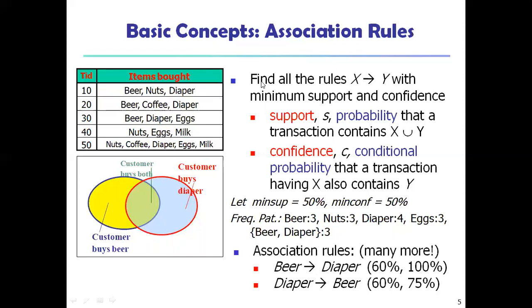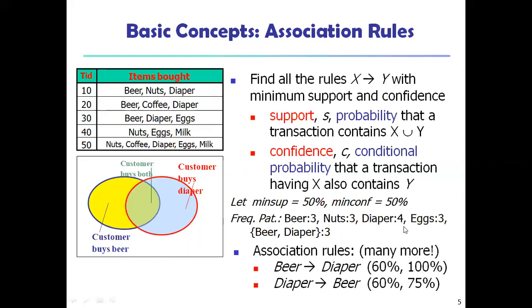Okay, now if you see, the minimum support count has been given as 50% and the minimum confidence level has been given as 50%. For frequent patterns, suppose you see how the beer appears in a transaction: 1, 2, 3. So beer appears 3 times. Nuts, you see, appears 3 times, in transaction 1, transaction 40 and transaction 50. So it is 3. For diaper, it is transaction 10, transaction 20, transaction 30 and transaction 50. So diaper has happened 4 times.